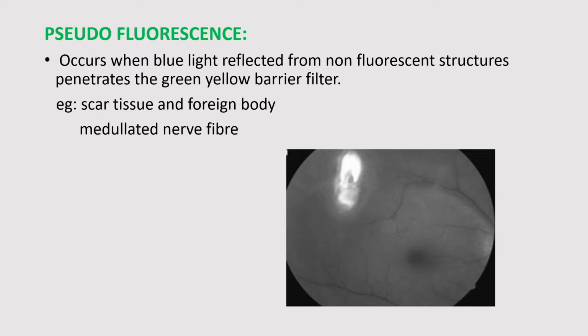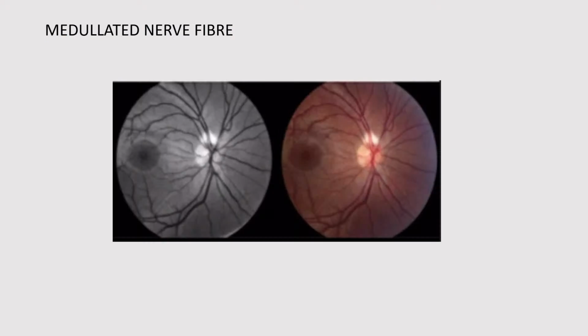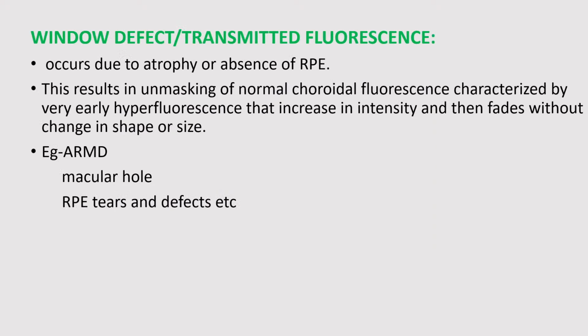Pseudofluorescence occurs when blue light reflected from non-fluorescent structures penetrates the green-yellow barrier filter, in cases of scar tissue, foreign body, and medullated nerve fiber. This we can see in the case of medullated nerve fiber. Window defect occurs due to atrophy or absence of RPE. This results in unmasking of the normal choroidal fluorescence, characterized by very early hyperfluorescence that increases in intensity then fades without change in shape or size. It is seen in age-related macular degeneration, macular hole, retinal pigment epithelium tears and defects.